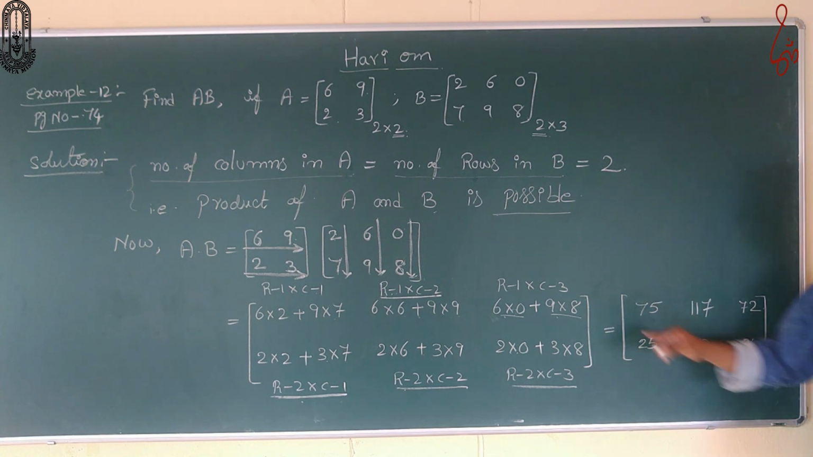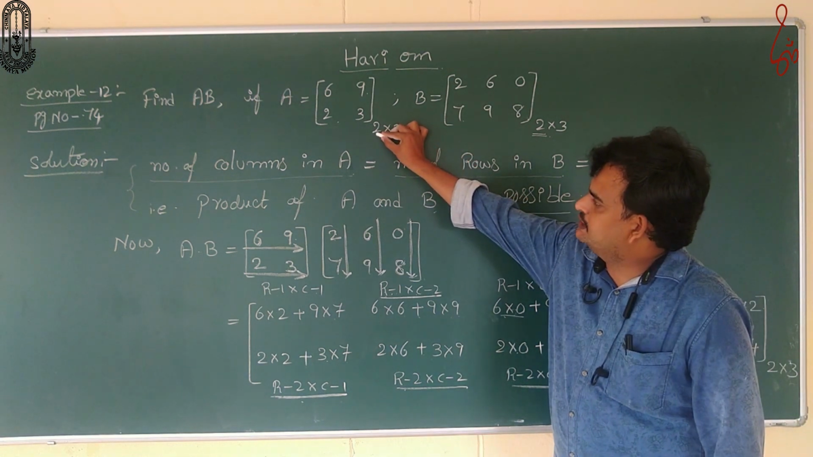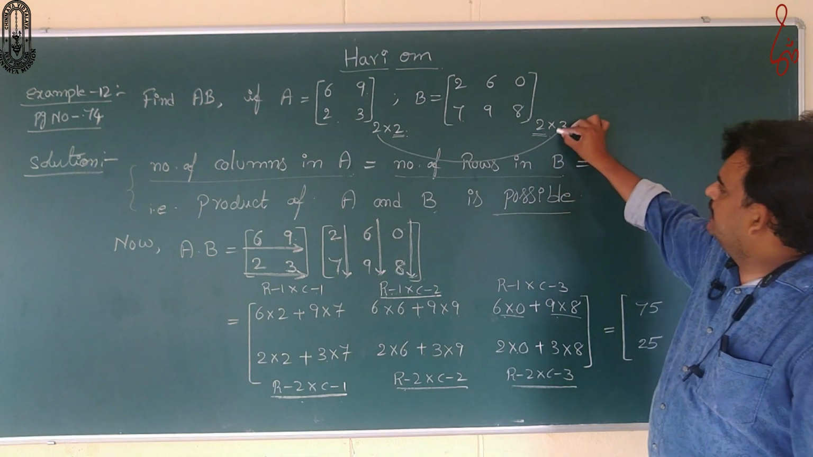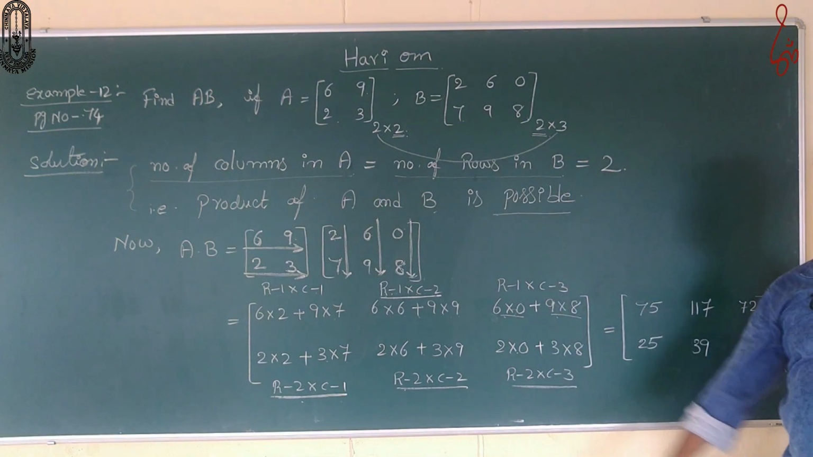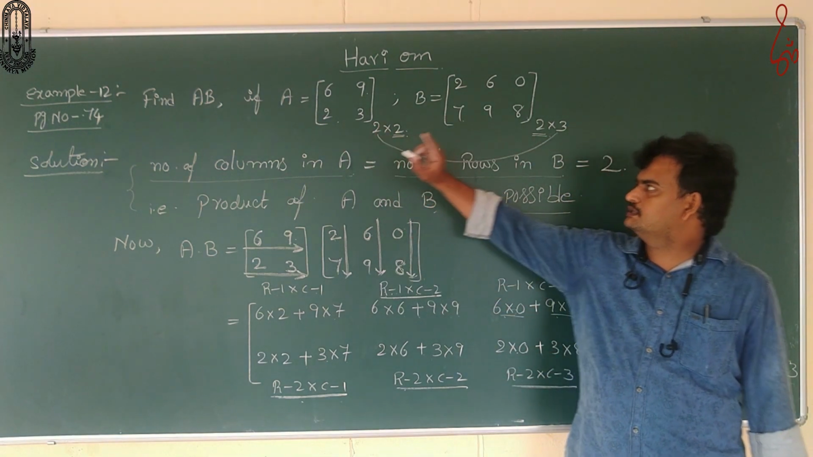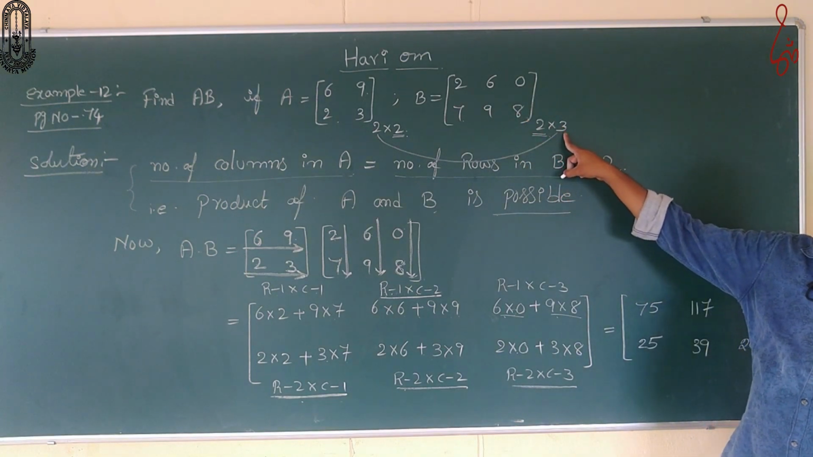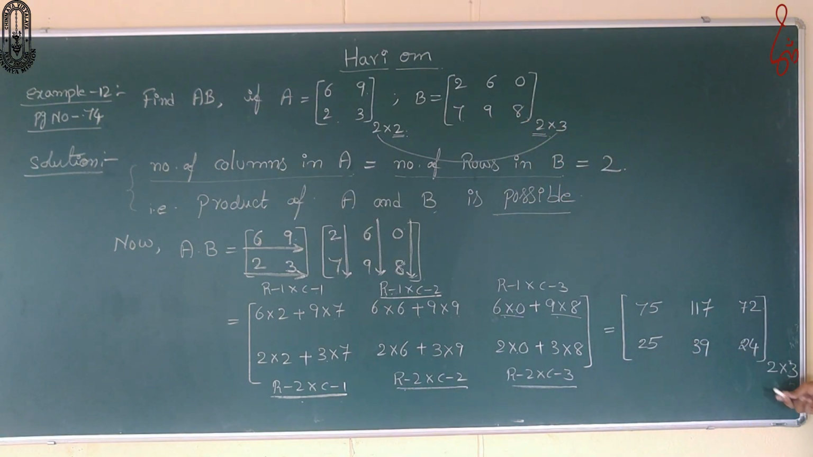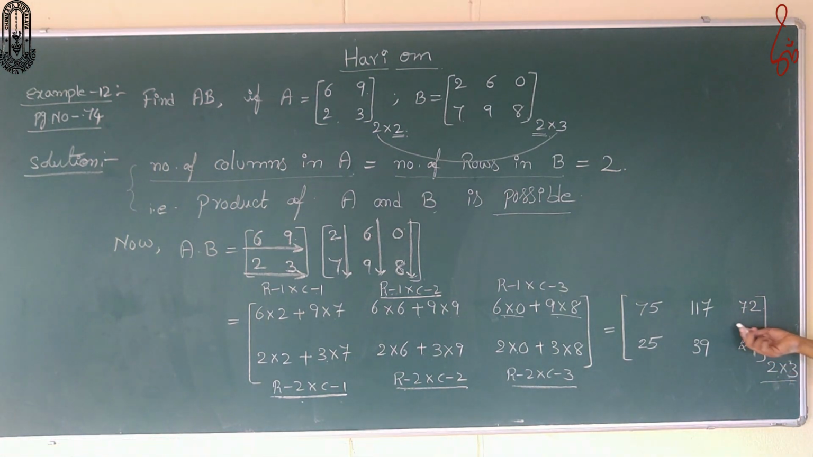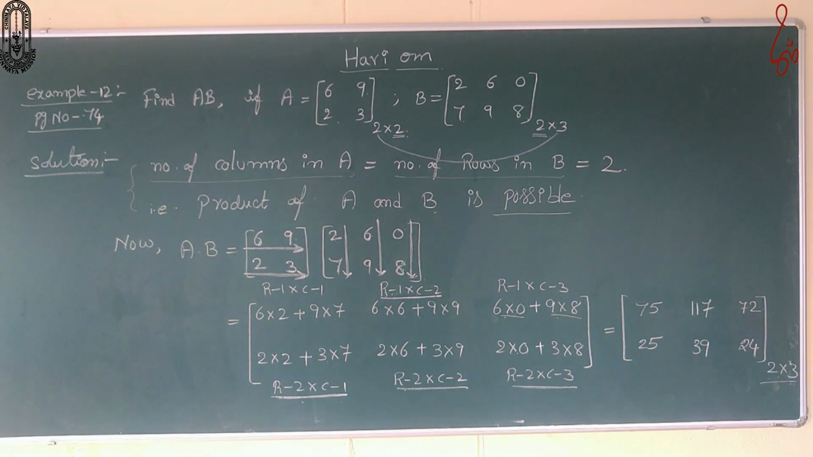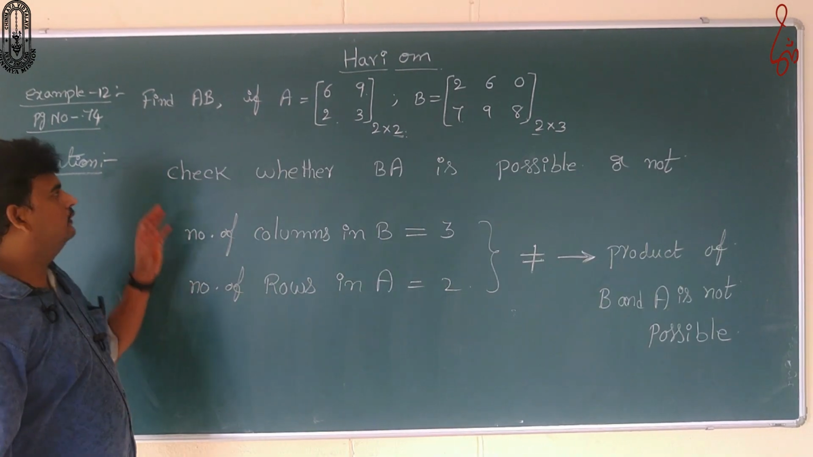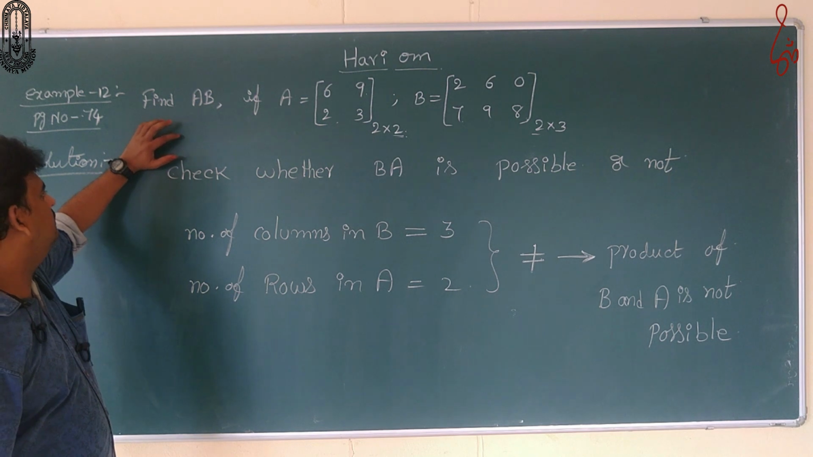As I told you, the order depends on the number of rows in A and the number of columns in B. Here in A I have 2 rows, in B I have 3 columns. That is our resultant matrix order, 2 by 3. The final answer we have is 2 rows and 3 columns. Now we have it done.